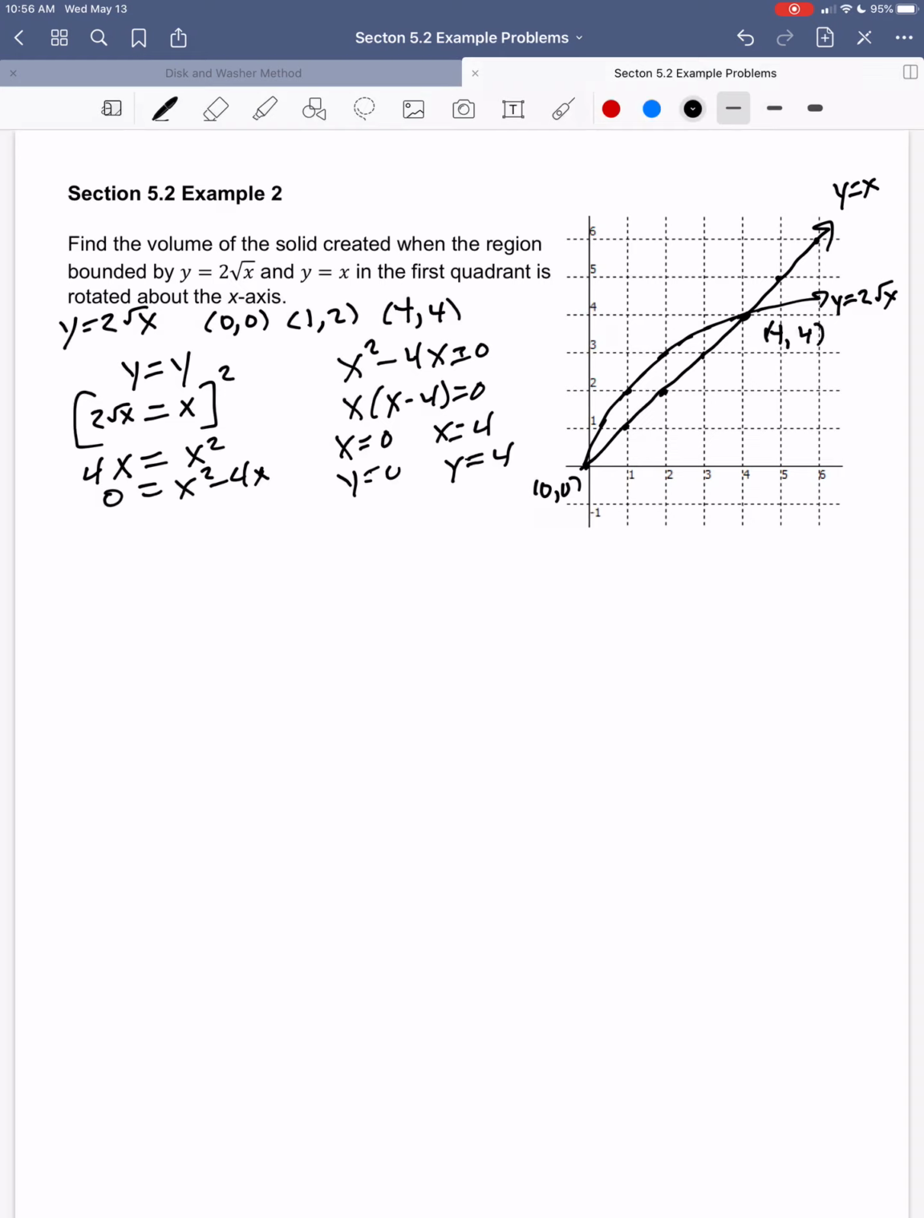Okay. So I'm going to rotate this then about the x-axis, it says first, so that's going this way. If I'm going to rotate about the x-axis and I want to get a disk or a washer, I'm going to need my rectangle to be perpendicular to that. So since I'm going around a horizontal line, my rectangle is going to have to be perpendicular. It's going to look something like this.